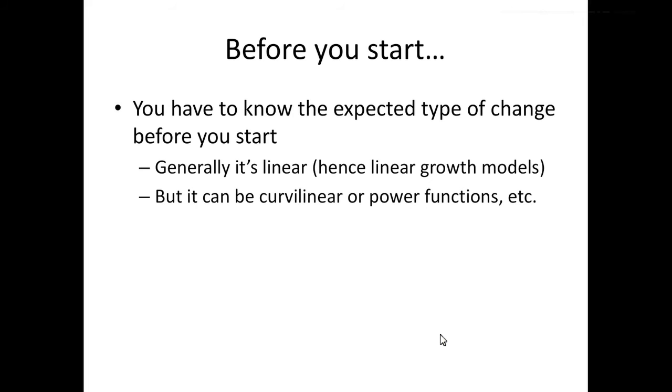Alright, so before you start one of these designs, what you really have to know or be theorizing is the type of change that you're expecting. Do you expect it to be linear, or do you expect it to be curvilinear? Generally, these models are called linear growth or latent growth models, and we expect linearity. Now, the book calls these latent curve models, which I find kind of interesting, because that implies that it's a curvilinear or maybe a power function.